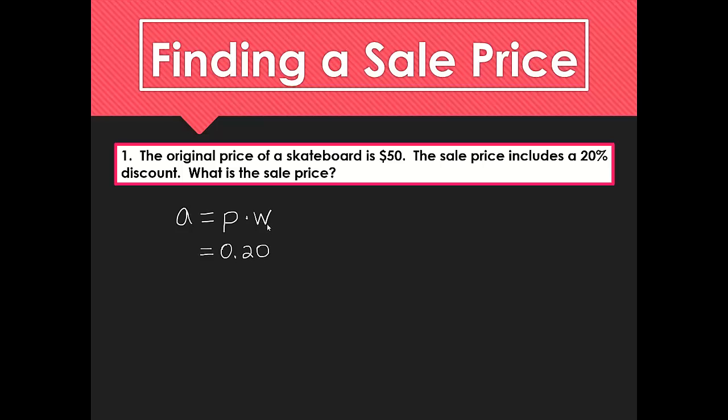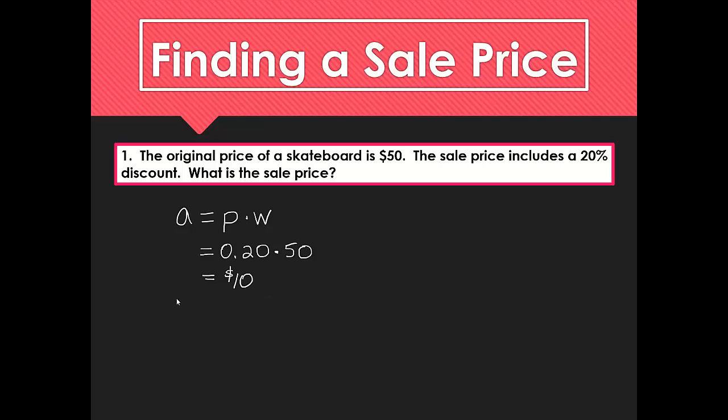Then we're going to multiply that by the whole, and the whole is $50. So times 50. 20 hundredths times 50 is 10. So our discount is $10 because we found 20%, which was the discount, and we found 20% of the whole. So our discount is $10.